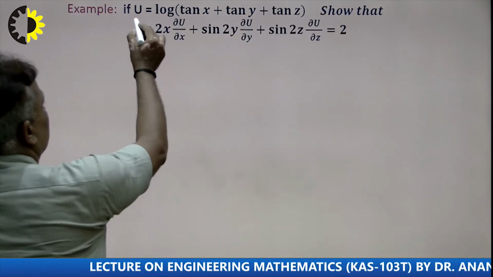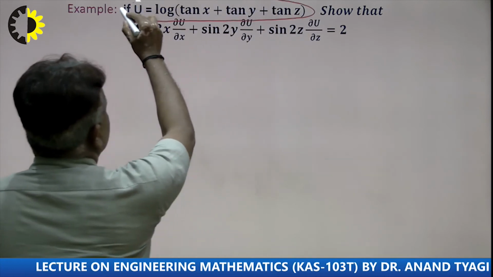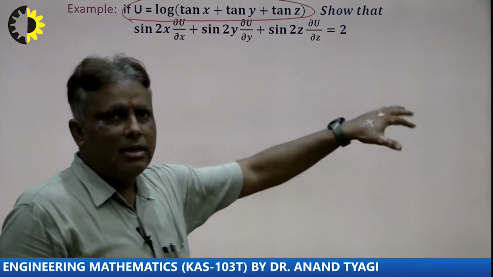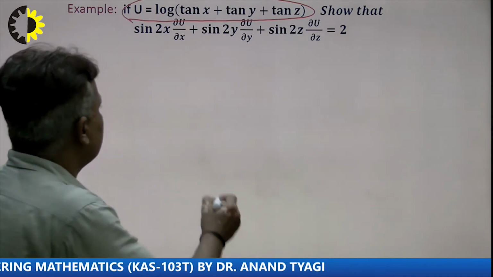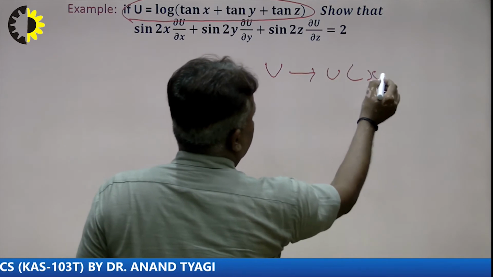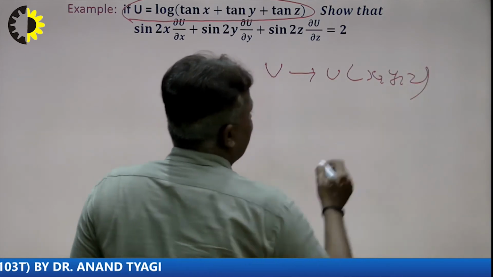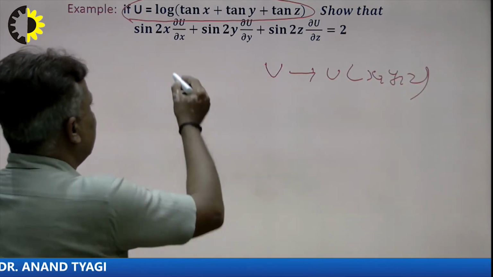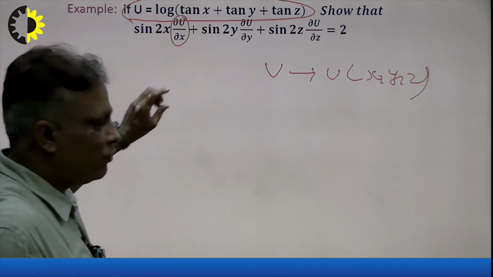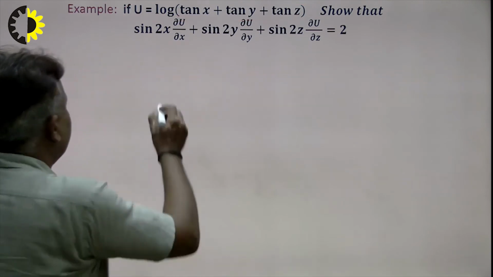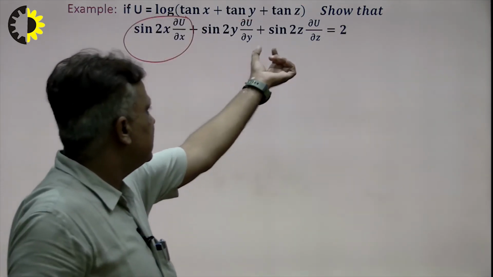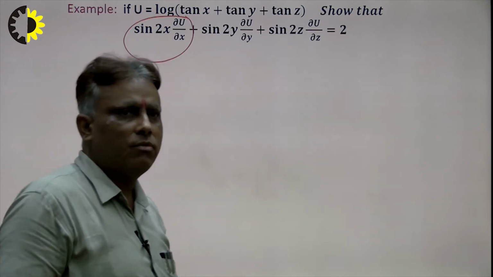u is equal to log of 10x plus 10y plus 10z, and show that this holds. That means we can say that u is a function of x, y, z here. So first of all we differentiate with respect to x and multiply on both sides by 2x, right. First our aim is to calculate this portion, and similarly we can calculate this, and finally we add all these terms.